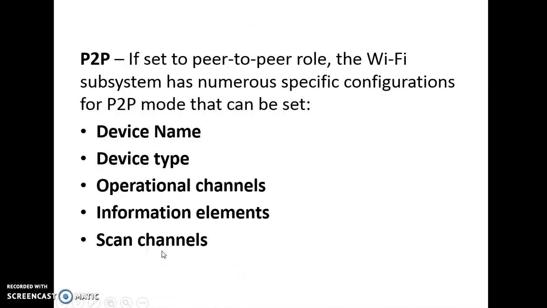Peer-to-peer has fewer configurations compared to access point, but there are configurations. If set to peer-to-peer role, the Wi-Fi subsystem has specific configurations for P2P mode, like device name, type, operational channels, then scan channels. What are the scan channels? Information elements, and a few other pieces of information.